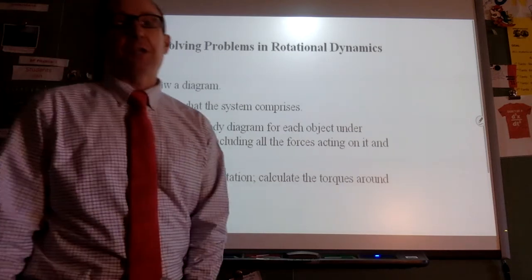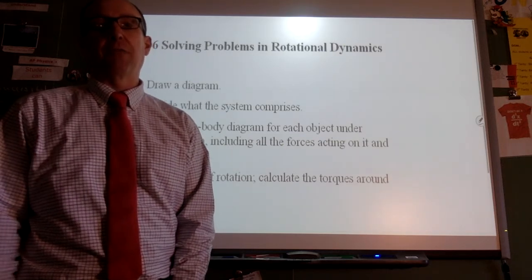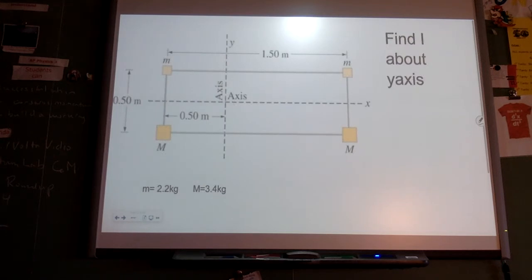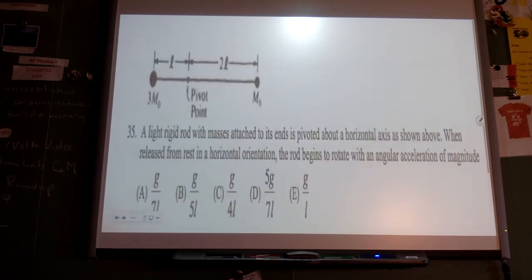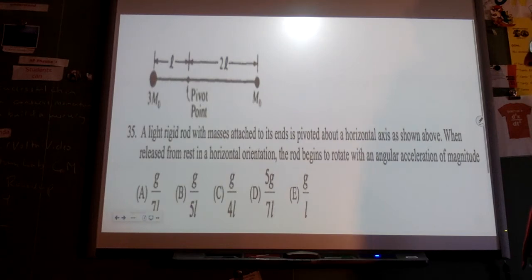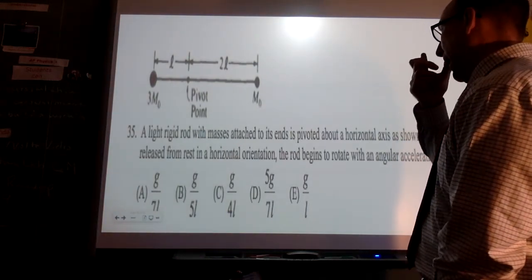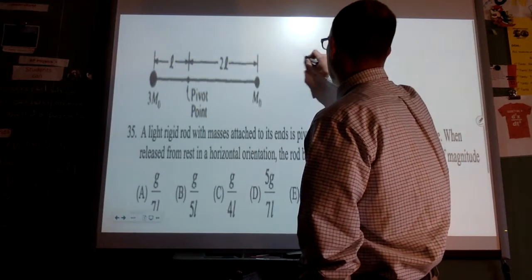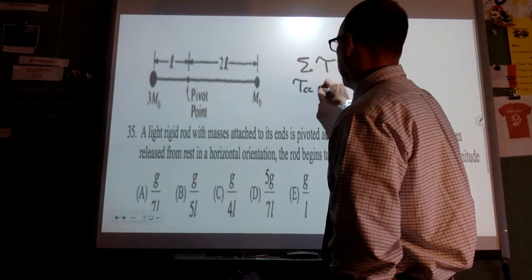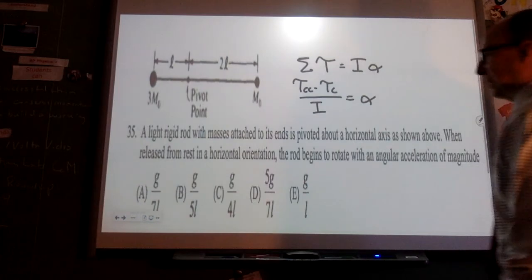In rotational dynamics, it's very much like solving F-net problems. The big difference is that we also have to have the lever arm, so how far it is away from the axis. And we did these already in the notes. So, a light rigid rod with masses attached to its ends is pivoted about a horizontal axis shown above. When released from rest in horizontal orientation, the rod begins to rotate with angular acceleration of magnitude? So, the sum of our torques is going to be equal to I alpha. So this is going to be torque counterclockwise minus torque clockwise divided by I is going to be equal to alpha.